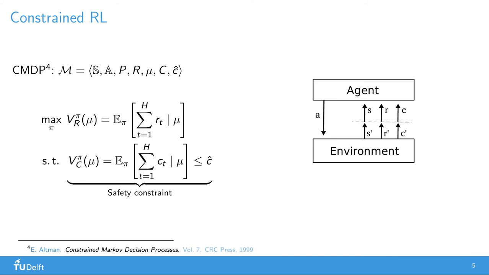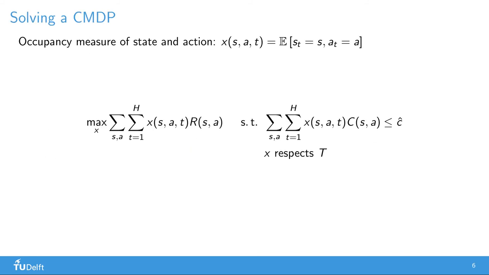The objective is almost the same. We still want to maximize the expected return. However, we want to keep the expected cost below a certain threshold, C hat. We can solve a constrained MDP using a linear program that computes the occupancy measure of each state action. The occupancy measure is essentially the expected number of visits to a certain state action. We multiply the occupancy measure by the reward to obtain the expected return and multiply it by the cost function to obtain the expected cost. Then we just need to include some extra constraints to ensure that the occupancy measure respects the transition function.